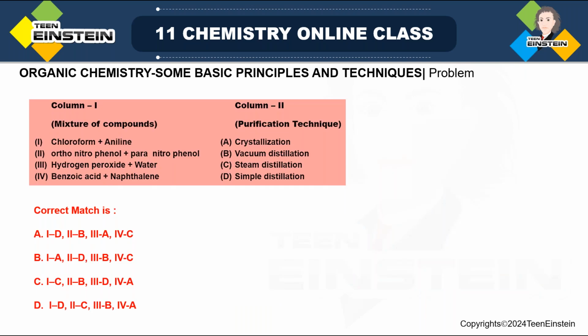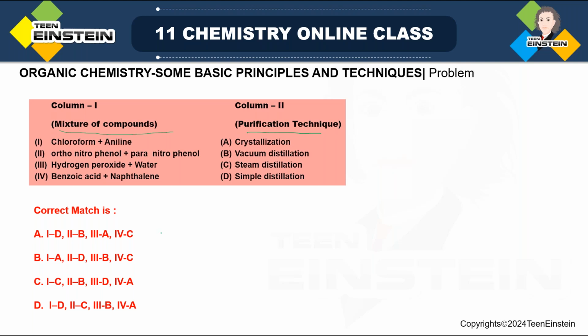Now we will solve some questions based on the different types of purification methods we have studied until now. Remember, there is crystallization, sublimation, distillation. So based on that, we have a question here. In the left hand side column, we have some mixtures of compounds, and in the right hand side column, we have different types of purification methods. So we have to match them. We have to find the correct match.